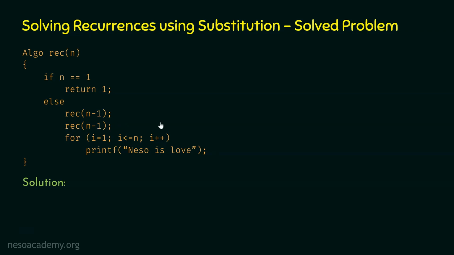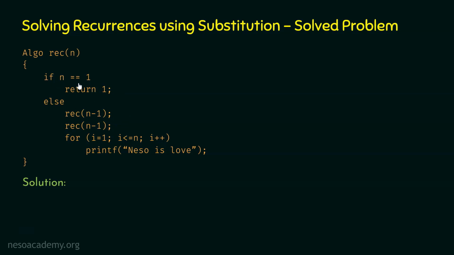Now what about the for loop? The for loop will run from i equal to 1 to n, and the increment is done by 1 every time. So clearly this for loop will run n times. Hence the time required to run this for loop is n. So the total time required to execute the recursive case is 2T(n minus 1) plus n. So now we can represent T(n) in terms of these smaller subproblems. T(n) is equal to 1 if n is equal to 1. T(n) is equal to 2T(n minus 1) plus n if n is greater than 1.